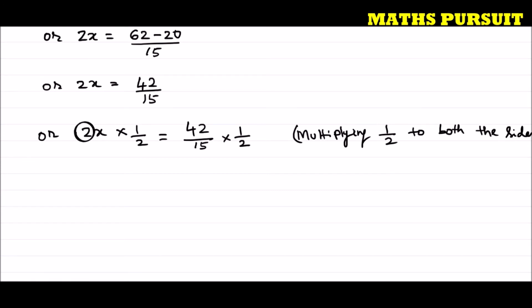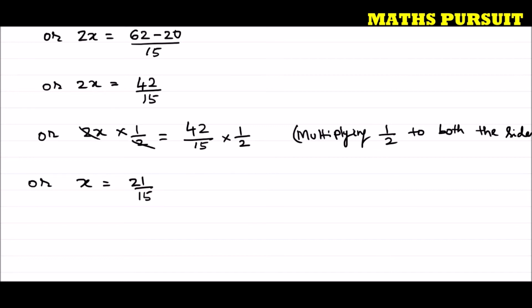Or I can write x is equal to 21 divided by 15. We got x is equal to 21 divided by 15. How? These two and these two cancel out.